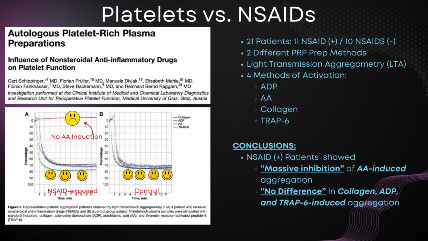These authors point out that PRP from patients taking NSAIDs will be arachidonic acid deficient and therefore non-responsive to arachidonic acid stimulation. Interestingly, they neglect to comment on the fact that 3 out of the 4 other pathways for platelet aggregation appear to be fully active and completely intact in patients taking NSAIDs. So remember, the non-arachidonic pathways that these guys studied included ADP, collagen, and thrombin receptor activated peptide 6, or TRAP6.